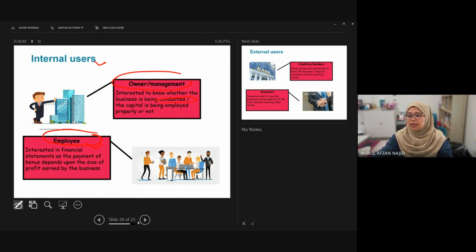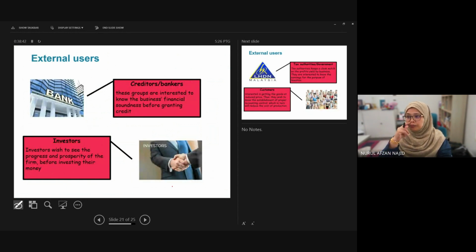Okay. How about the external users? External users mungkin juga creditors, banker nak kena tahu sebab bila kita nak pinjam some of the amount from the creditors ataupun bankers, of course lah bankers nak minta mana you punya financial statement untuk menunjukkan bahawa you mampu ke tak nak bayar loan yang you nak minta ni. So bank akan minta financial statement.